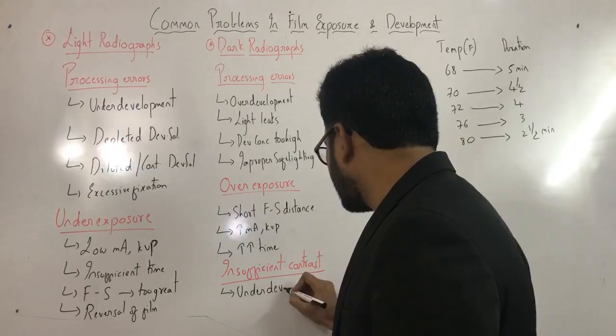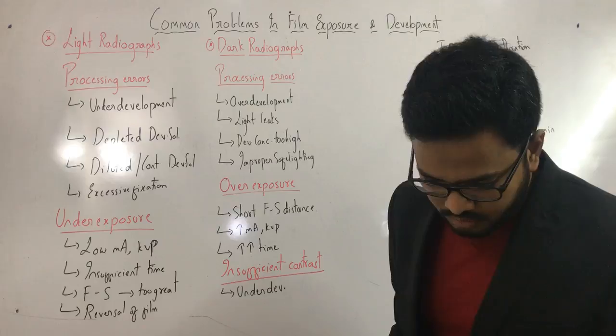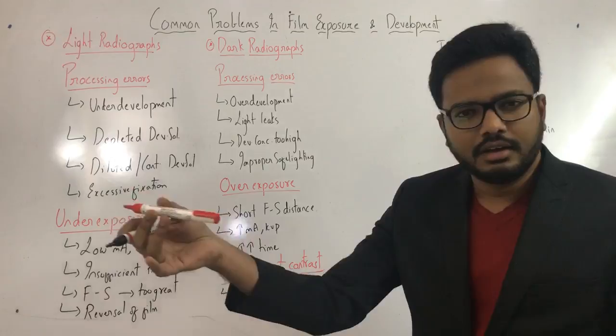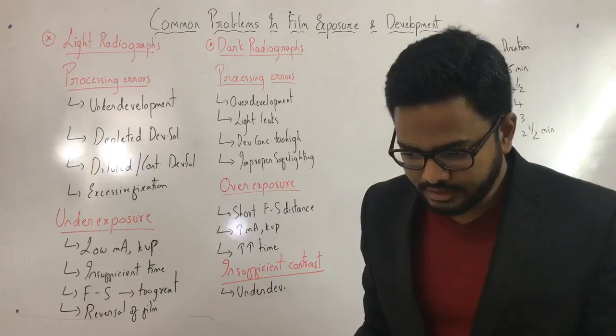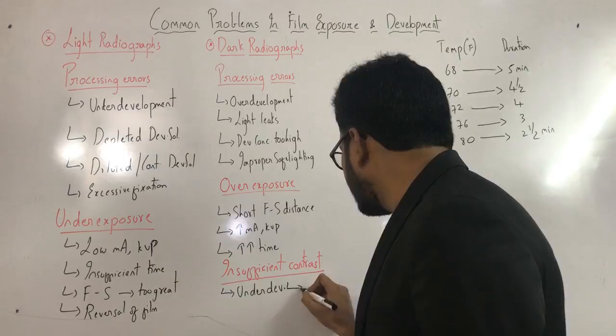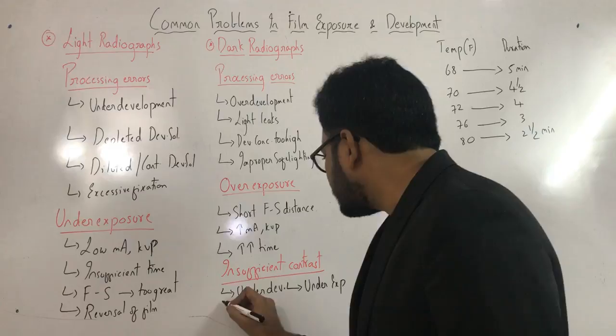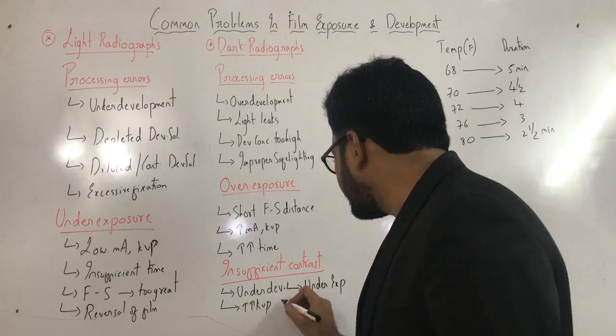This was asked, in fact, what you mentioned, Nidhi. The same question was asked. Contrast can be increased by decreasing kVp, in fact, right? Yeah, good point. Underdevelopment, or it can be underexposure, or it can be increased kVp, distributed potential.